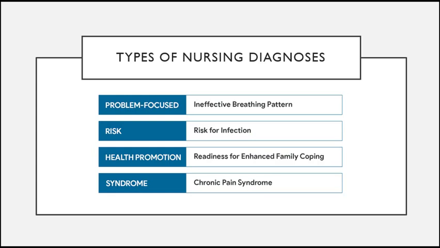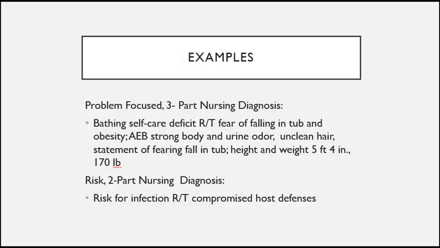A syndrome diagnosis also may have only one part, and it's a clinical judgment about a cluster of problems or risks that are predicted to present because of a certain situation. So it might be chronic pain syndrome, post-trauma syndrome, frail elderly syndrome, those kinds of things. And that's more of an advanced level. Right now, you're really just going to be focused on the problem-focused and the risk diagnoses. So here's some examples of those, just so you've got them.